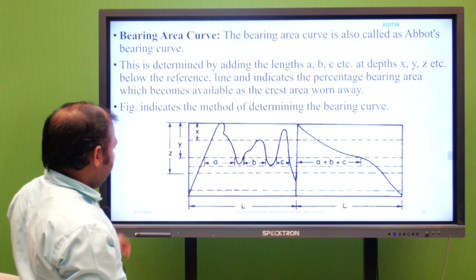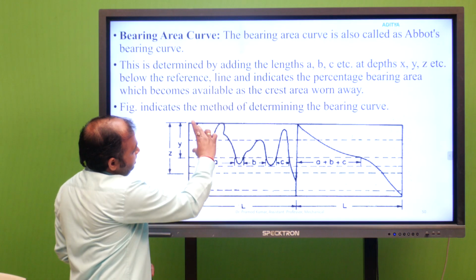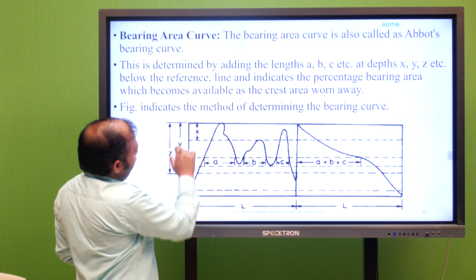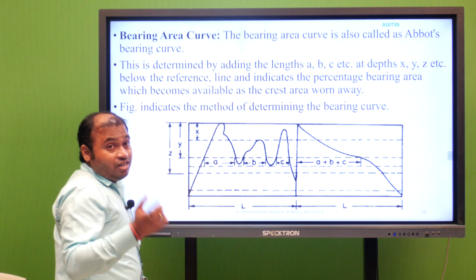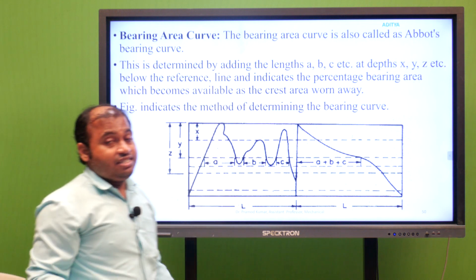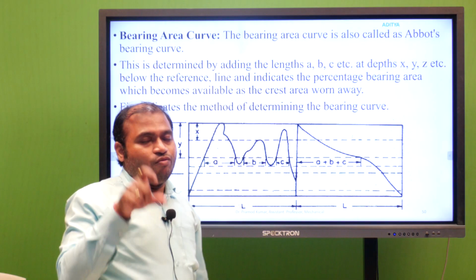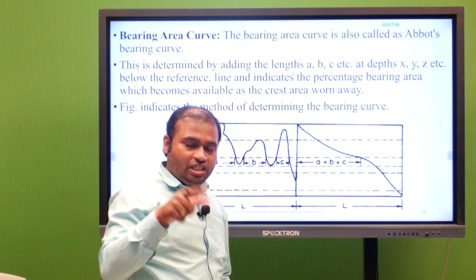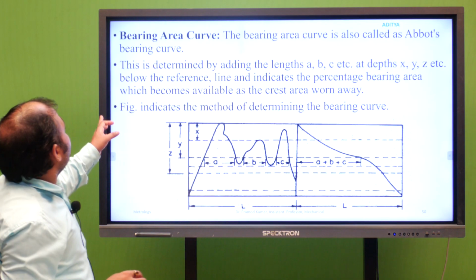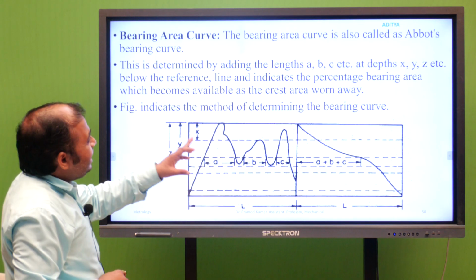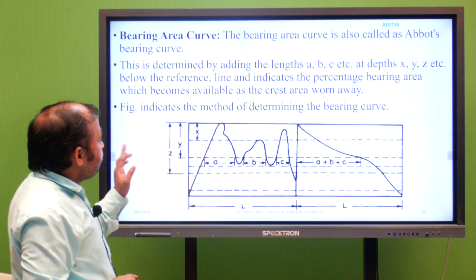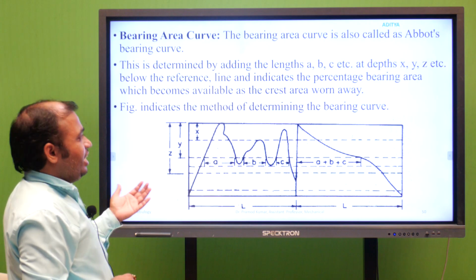and depth. See here, for A the distance at X, again at B for Y, again at C for Z. For adding that depth also, that is, A you have taken at what depth, B I have taken at what depth, C I have taken at what depth, like that. Below the reference line and indicates the percentage bearing area which becomes available as the crest area worn away.